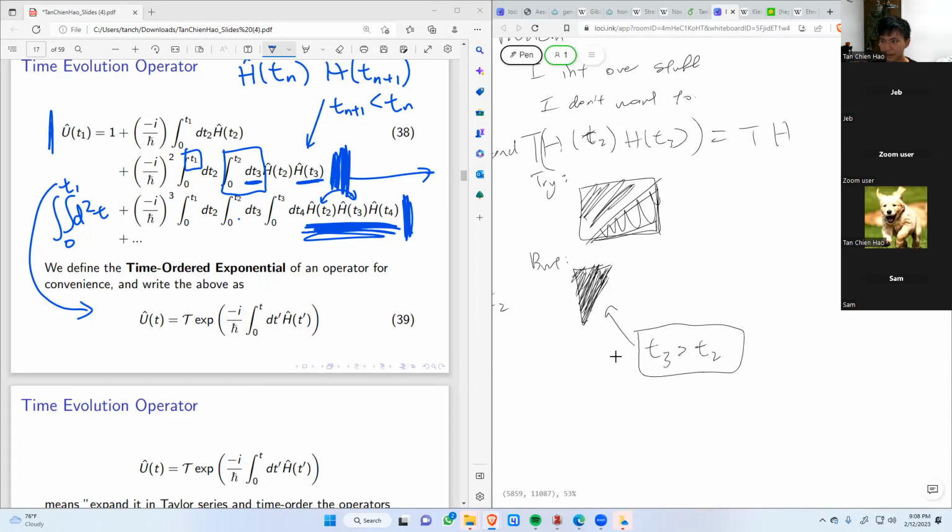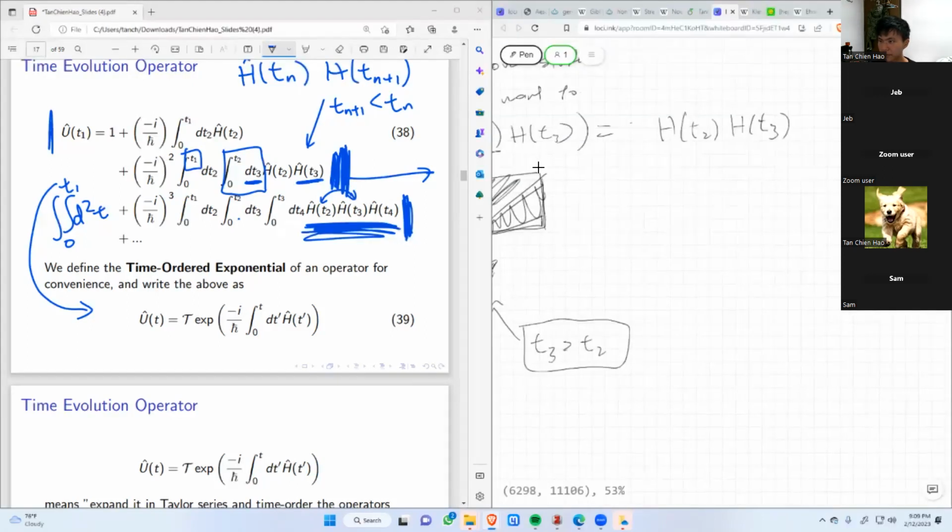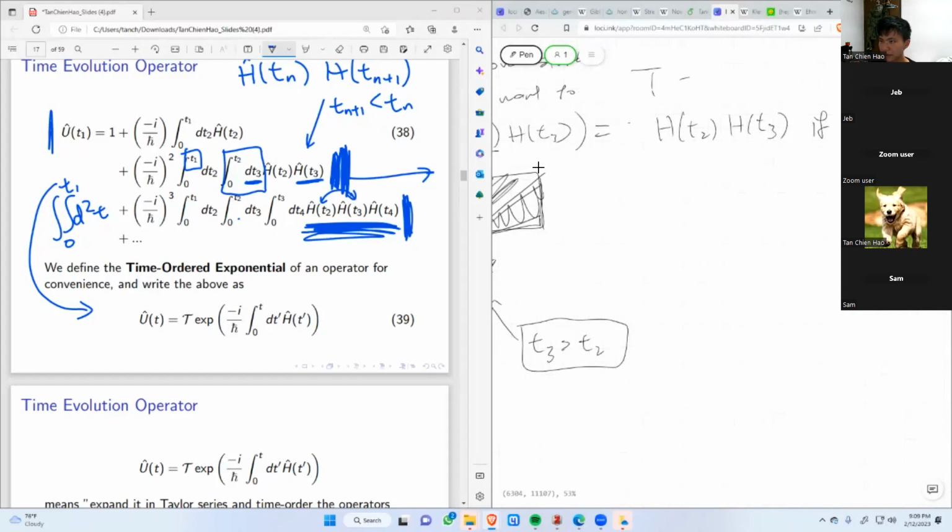The time ordering operator of these two operators is equal to h of t2, h of t3 if t2 is greater than t3, and it's the other way around, h of t3, h of t2, if t3 is greater than t2, or equivalently if t2 is less than t3.